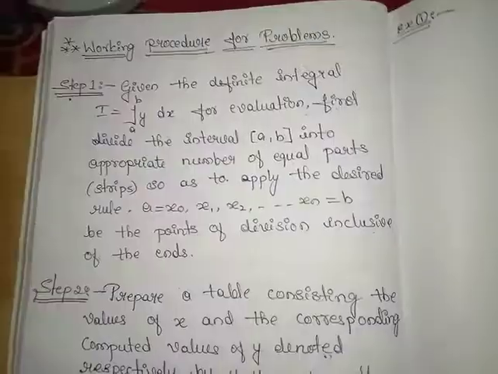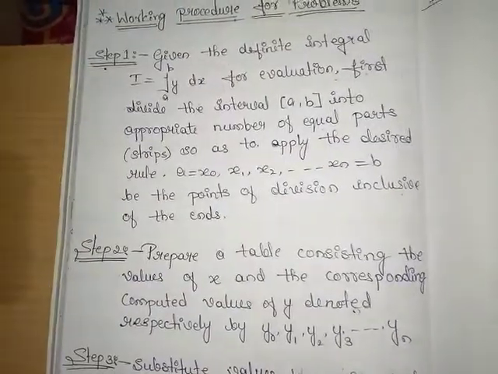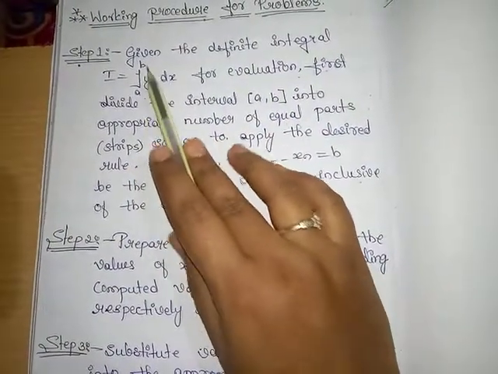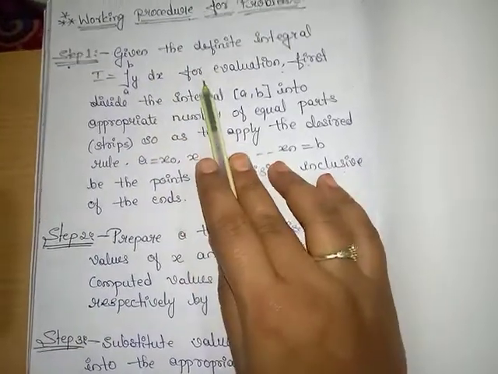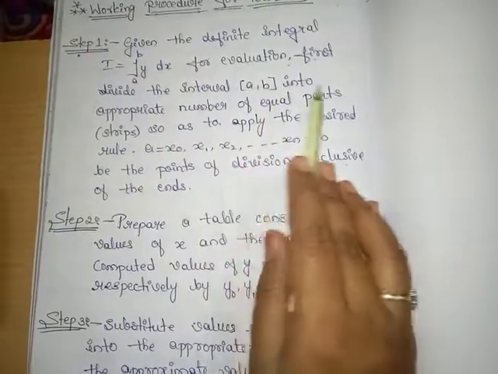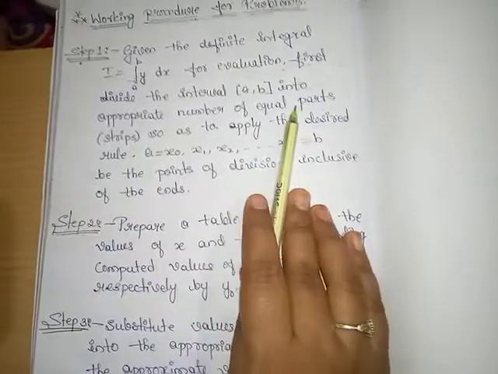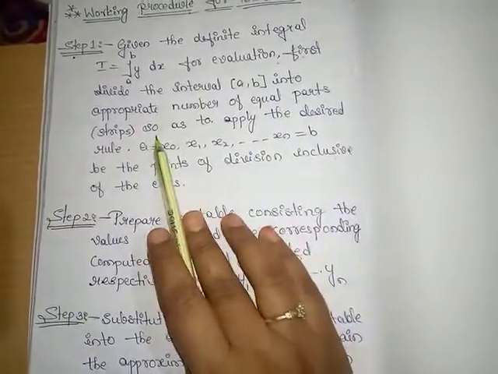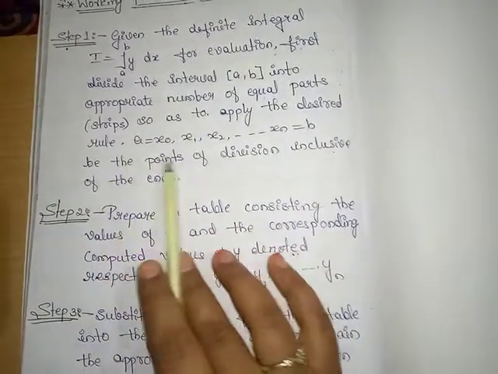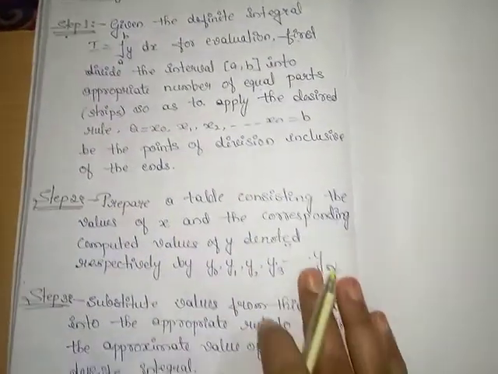Okay. Next is the working procedure for the problems. First step, given the definite integral I is equal to integration from a to b y into dx for evaluation, first divide the interval a comma b into an appropriate number of equal parts or strips. Equal parts or strips, both are the same. Let the values from a to b be the points of division, inclusive of the ends.